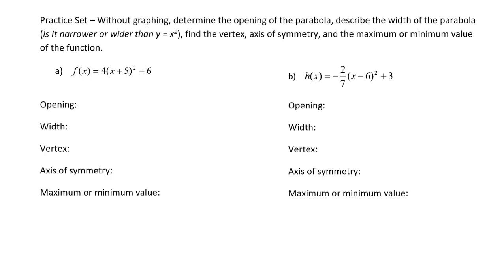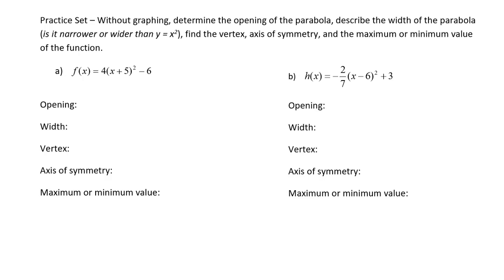In this last practice set, we are asked to determine some information about the parabola without graphing it. This is important for doing analysis on parabolas without having to take the time to graph every single one of them. So the first function is f of x equals 4 times the quantity x plus 5 squared minus 6.